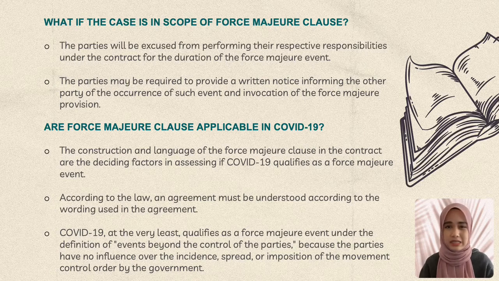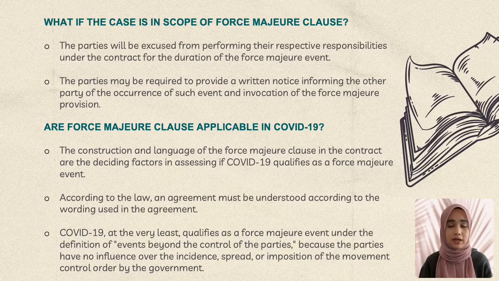If an incident or circumstance falls within the event and meets the clause condition for applicability, the parties will be excused from performing their respective responsibilities under the contract for the duration of the force majeure event. Depending on the language of the provision, the parties may be required to provide a written notice informing the other party of the occurrence of such event and invocation of the force majeure provision. Some contracts additionally state that if a force majeure incident lasts for an extended period of time, the parties may be able to terminate the contract.